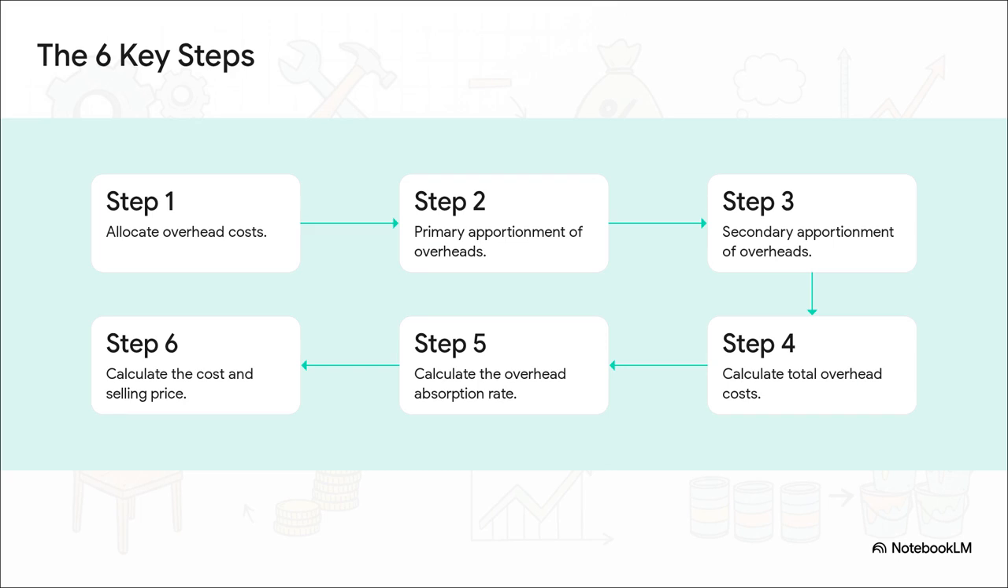And listen, don't get hung up on the jargon here. Things like apportionment. The big idea is that the first bunch of steps are all about gathering up those general factory costs, like rent and electricity. Then you find a smart, fair way to divide them up, which lets you calculate the total cost for one specific job, and finally set that selling price.